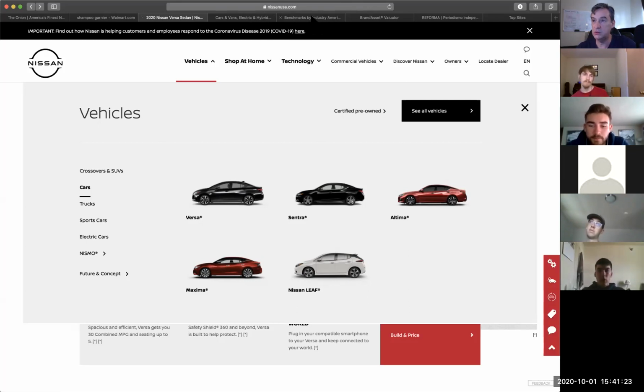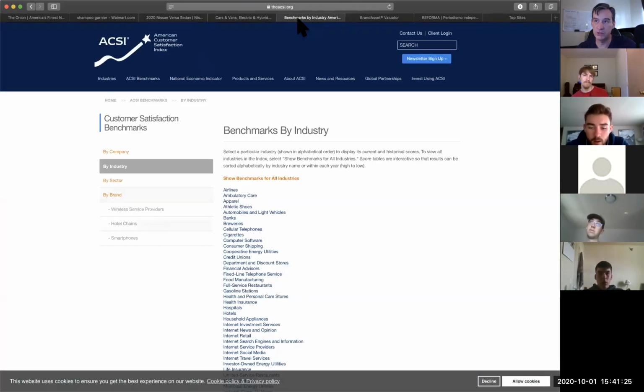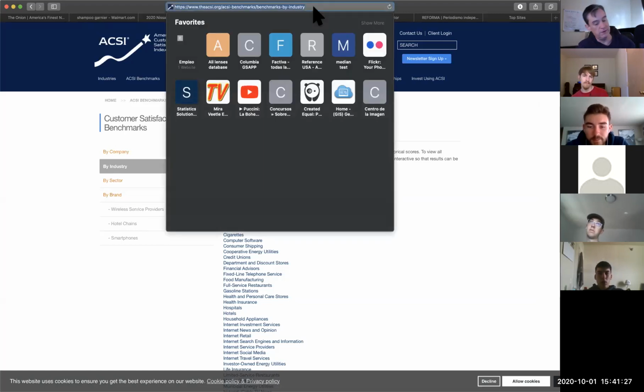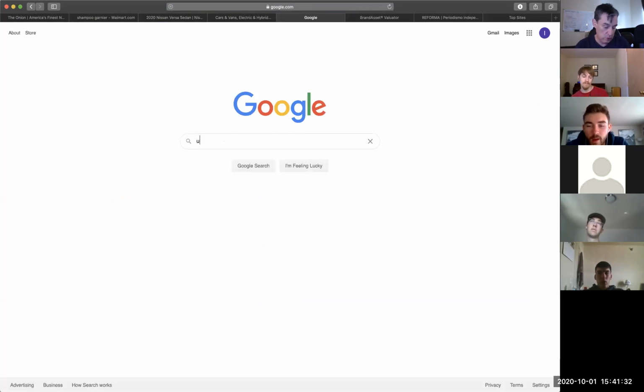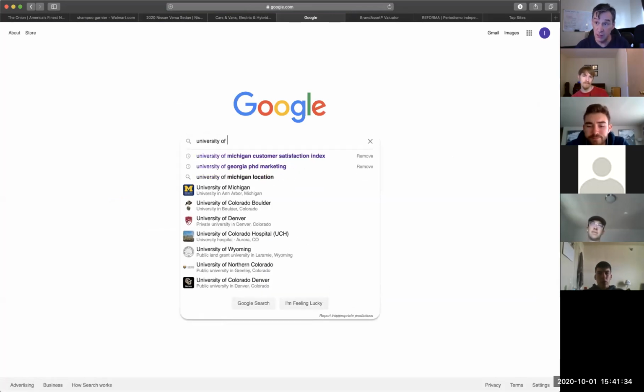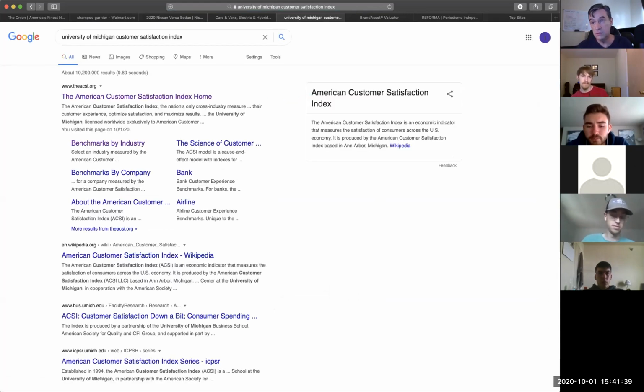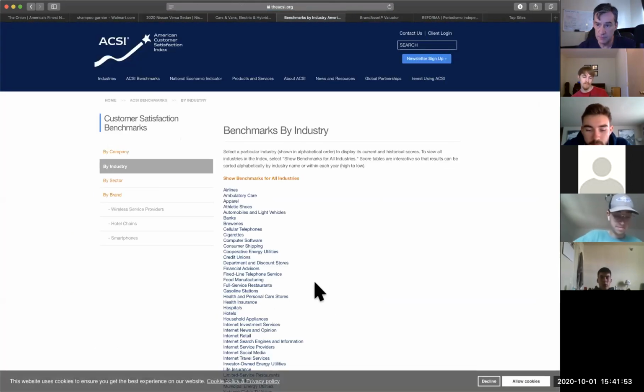Let me go to something. This is the University of Michigan. If you have doubts, you go to Google, look for University of Michigan Customer Satisfaction Index. These people from the University of Michigan have been producing this for 60 years. So go for benchmarks by industry. Look at the automobiles.